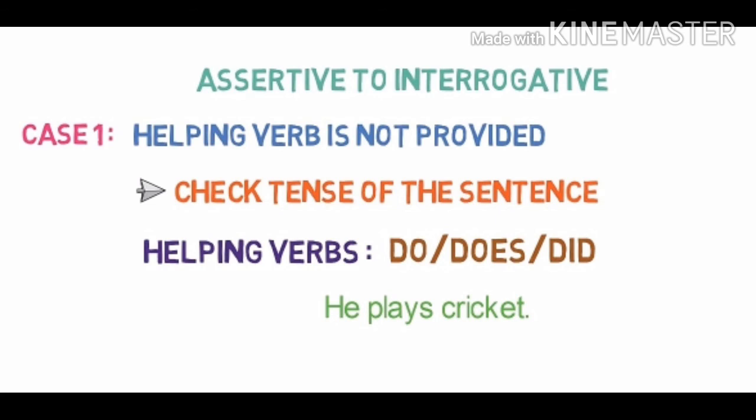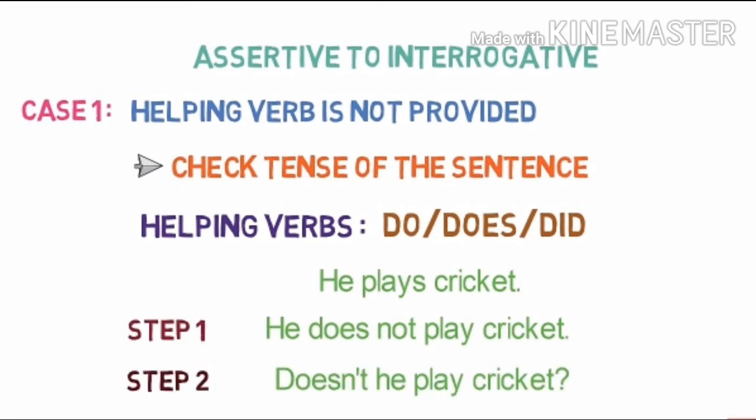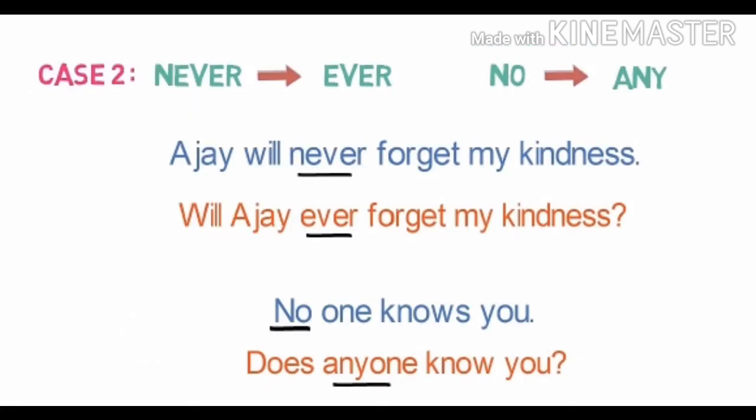In this we have seen 2 steps. He plays cricket. This is a simple present tense sentence. So here, what helping verb will we use? Because he is singular and it is in the present tense, we will use: he does not play cricket. And then step 2: doesn't he play cricket? It becomes the interrogative sentence. See, the sentence was positive, affirmative, he plays cricket, and on conversion it becomes doesn't he play cricket. Okay. Then we move towards the second case, that is, if never is given, you have to convert it into ever.